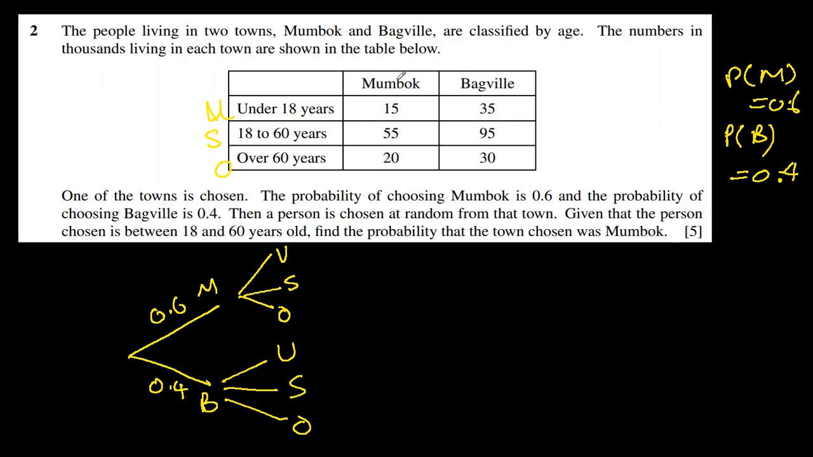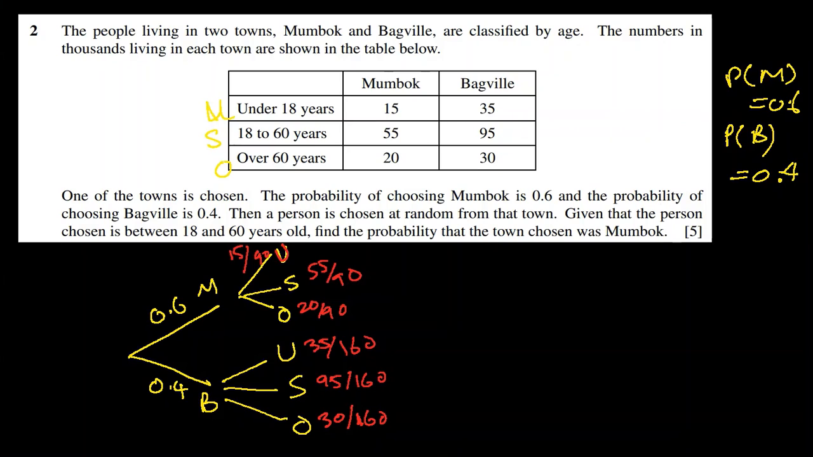In Mumbok, on this branch, the probability of the person being under 18 will be 15 out of, how many are there? 15 plus 55 is 70, plus 20 is 90. So the probability of finding a person under 18 is 15 out of 90. Similarly, the probability here will be 55 over 90. I'm not simplifying, let's keep them like this. 20 over 90. Calculations will be easier with this. Next, similarly here, 35 divided by 130 plus 30, which is 160. And 95 over 160 and 30 over 160, done.